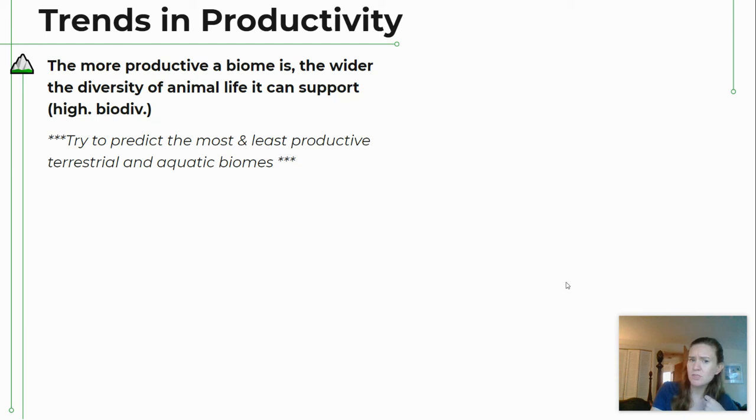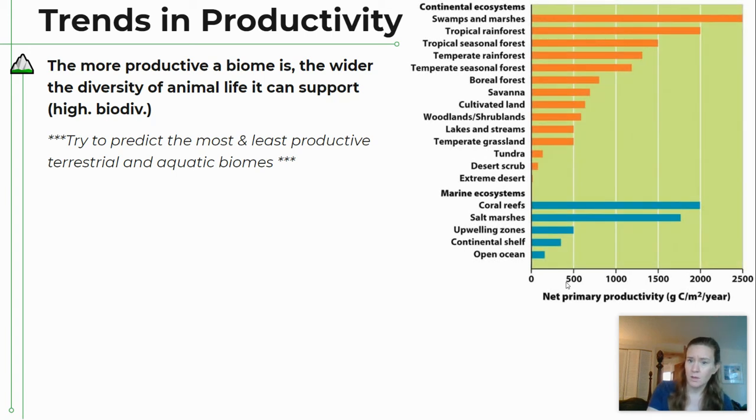Try to predict the most and least productive terrestrial and aquatic biomes. Well, here they are. Okay, the least productive, you've got the desert. Now here, some of the most productive biomes are actually swamps and marshes, followed by tropical rainforests. Okay, in marine ecosystems, a coral reef would be the most productive. The open ocean, and the AP exam loves to ask this. While there is a lot of phytoplankton in the open ocean, it's not very productive.